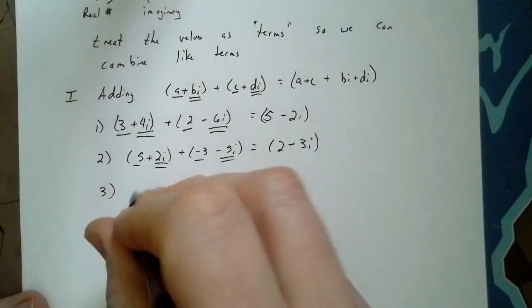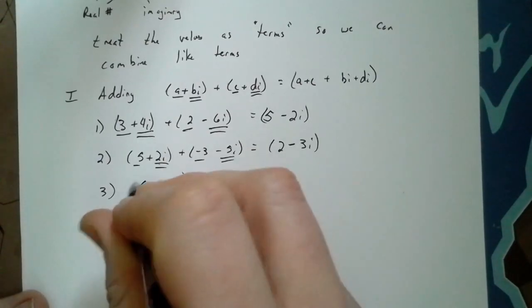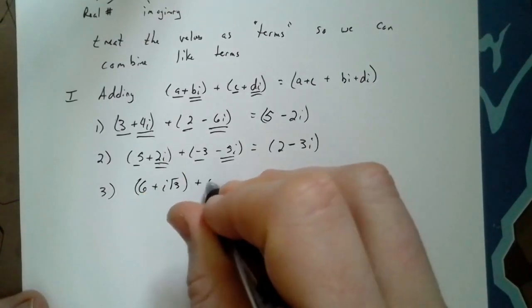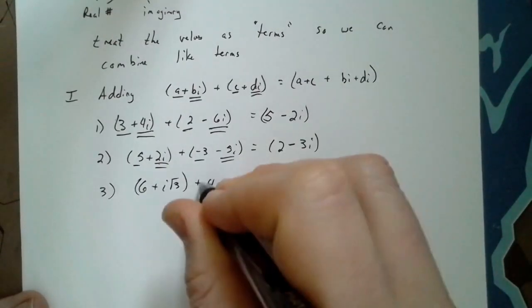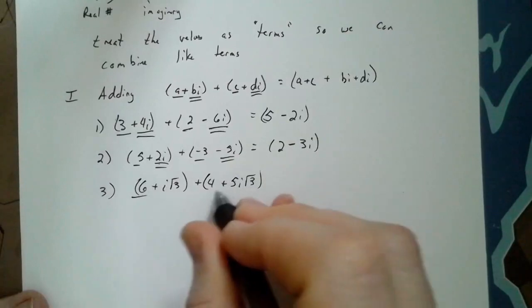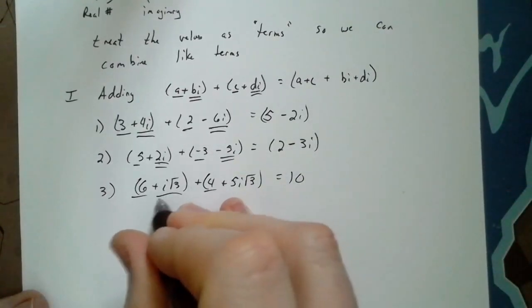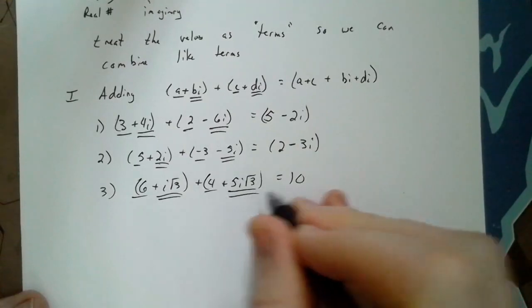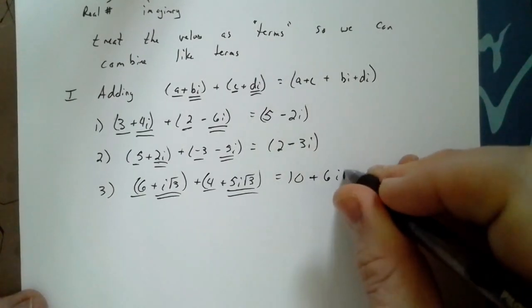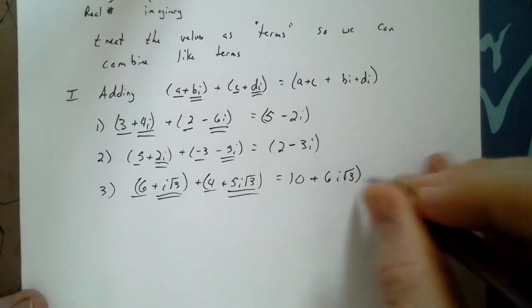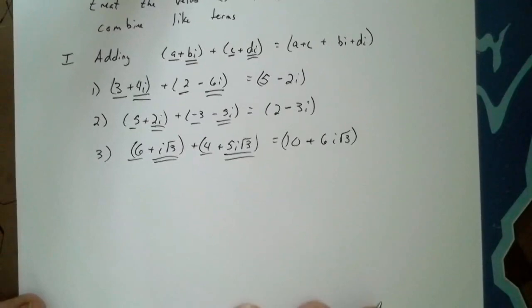And then we're going to take a look at one more. Number 3. We've got 6 plus i root 3 plus 4 plus 5i root 3. Again, same thing. 6 plus 4 is 10. And then here, if you have an i root 3 and 5 i root 3's, we add them together, we will have 6 i root 3's. So that'll be our answer. So that's addition, very easy.